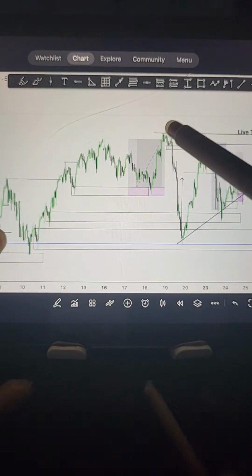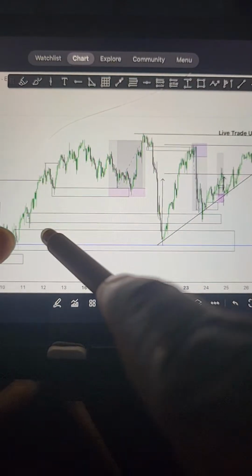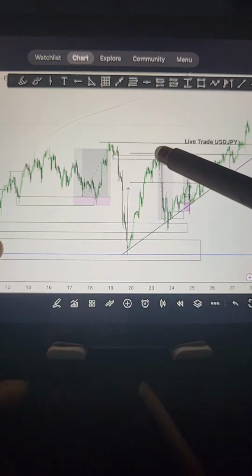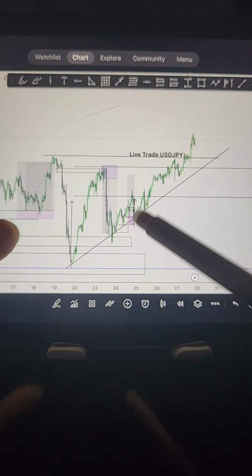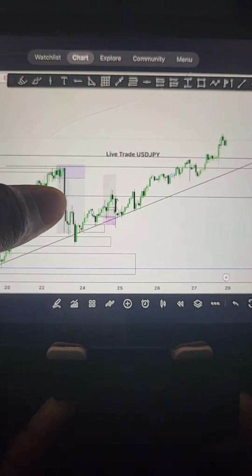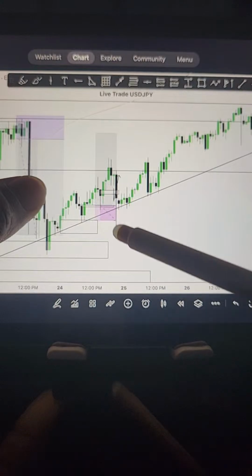So price did exactly the same thing as I predicted. Price reversed back, tapped into this zone, and see how it moved to the upside. I was supposed to, I took this trade there, but because of manipulation, price came and liquidated my entry here. So let me show you how this was.